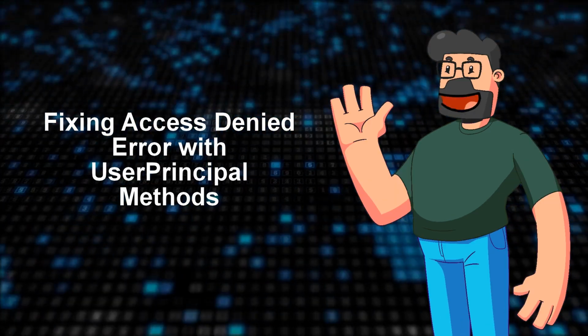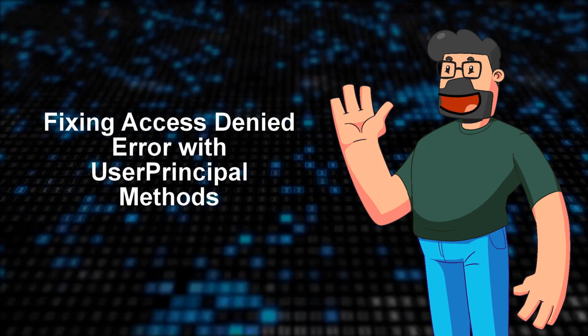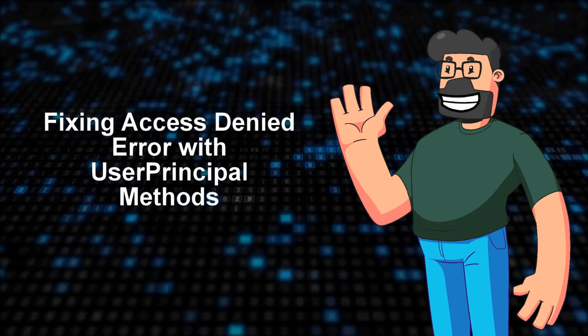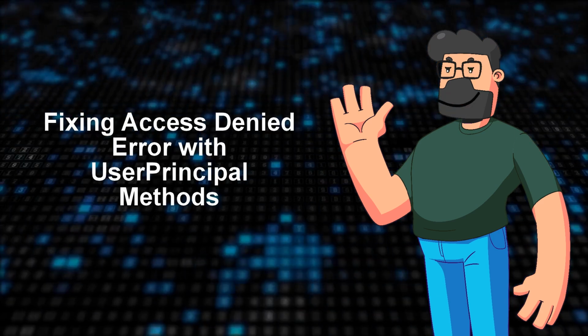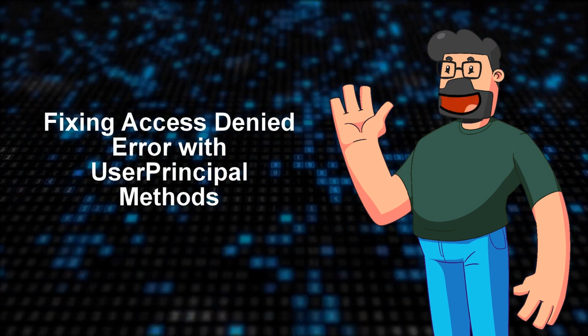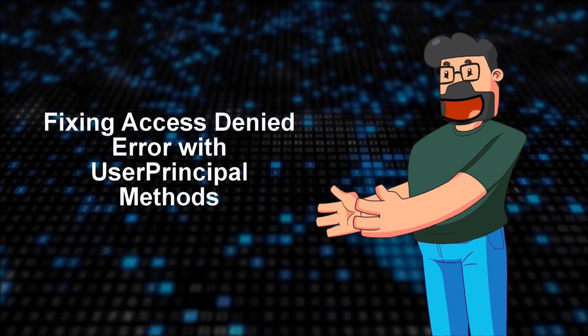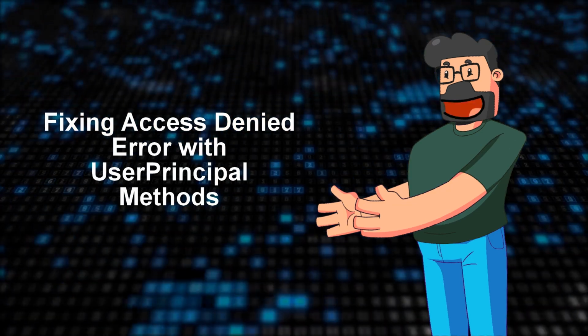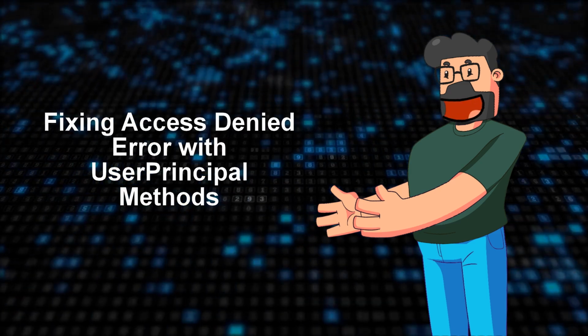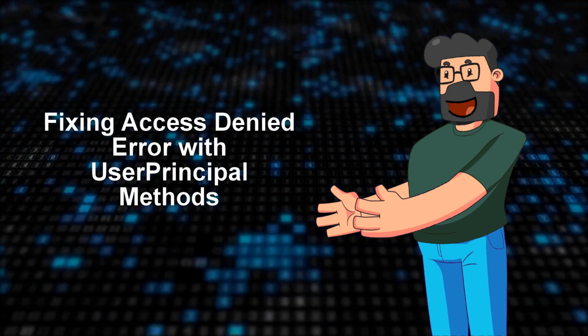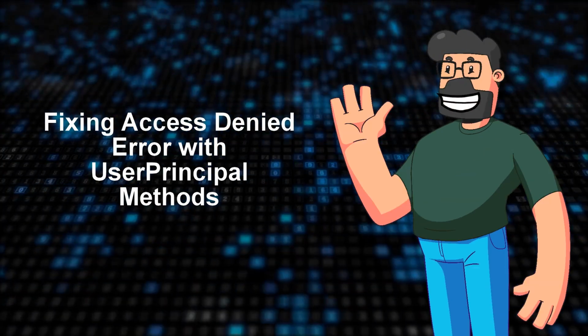Today, we're going to dive into a common problem that many developers face when trying to access Active Directory from an Azure App Service over a site-to-site VPN. The issue at hand revolves around getting an access denied error when attempting to set a password for a user account in Active Directory. Frustrating, right?